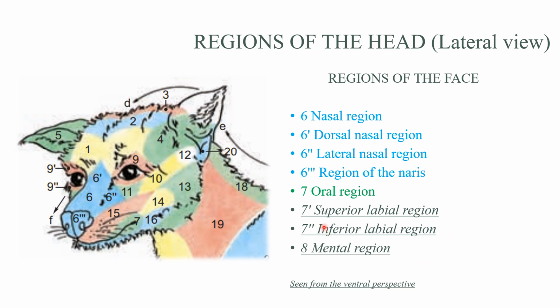you can go back to the beginning of the video. Also, we have the oral region or the region of the mouth. So it's right here in green, and it will continue on to the different side of the animal. And these ones, 7 and 8, are seen only from the ventral perspective, so we will talk about them later on.